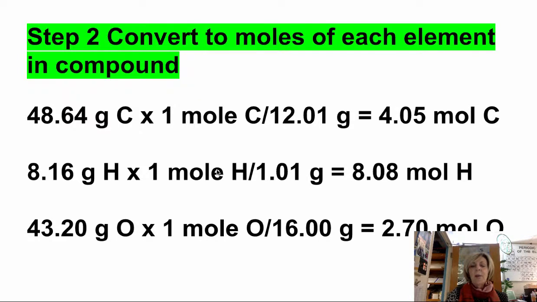And I just set up my conversions so that the grams go on the bottom and the moles go on the top. So when I multiply times the masses that were given to me in the problem, my grams cancel and I get to moles. So I get 4.05 moles of carbon, 8.08 moles of hydrogen, and 2.70 moles of oxygen. So now to get the ratios, I'm going to divide by the smallest mole, and the smallest mole in this case is the moles of oxygen.